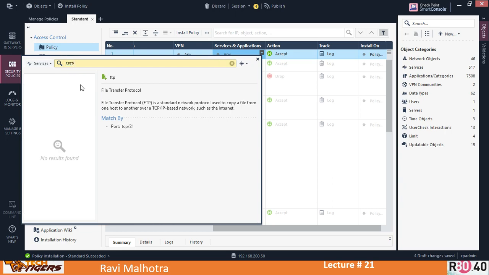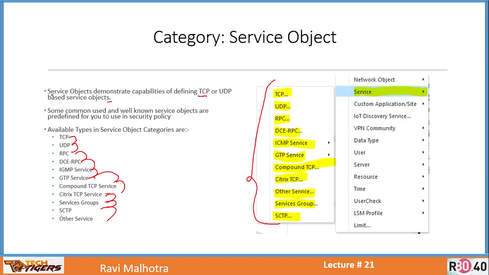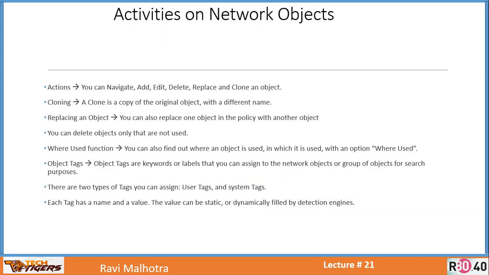SFTP, it is not created for you, so that means you will have to create it manually. So that's how the options available under service objects, and what different types of activities that we can perform over the network objects, that's very important.